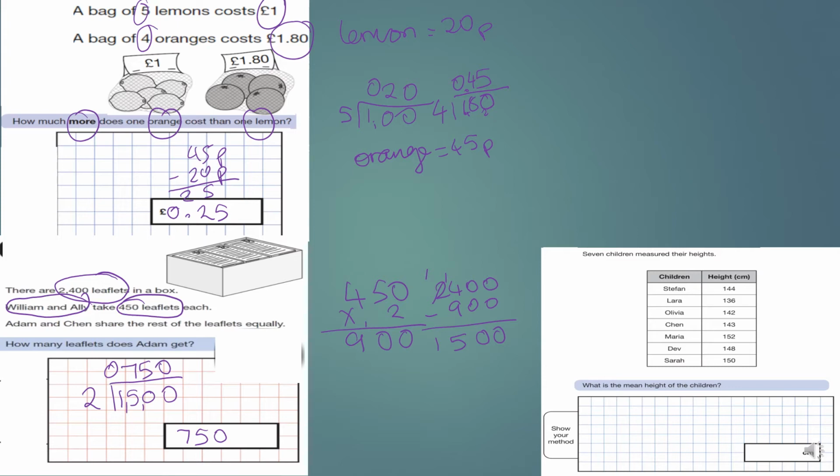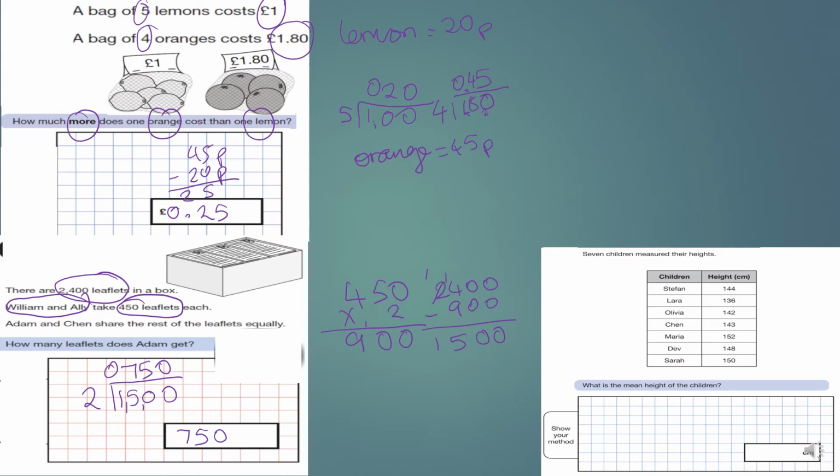Okay, the next question. 7 children measure their heights. So Stefan's 144 centimetres, Lara's 136, Olivia 142, Chen 143, Maria 152, Dev 148 and Sarah 150. What is the mean height of the children?